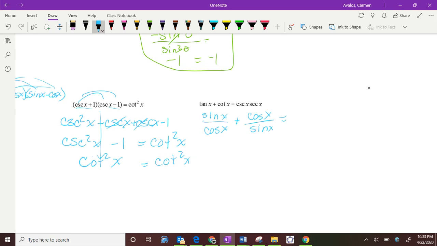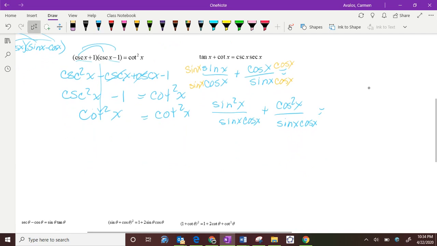And then we're going to get a common denominator. So in order for me to get a common denominator, that means that I am going to multiply this. This is missing the sine of x, and so therefore I need to multiply this by the sine of x. And this one here is missing the cosine of x. So I'm going to multiply this by the cosine of x. So what we're going to end up getting here is sine squared of x over sine x cosine x plus cosine squared of x over sine x cosine x.